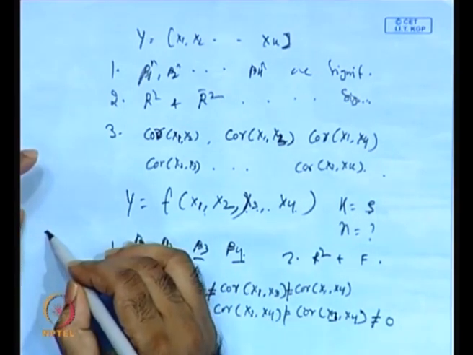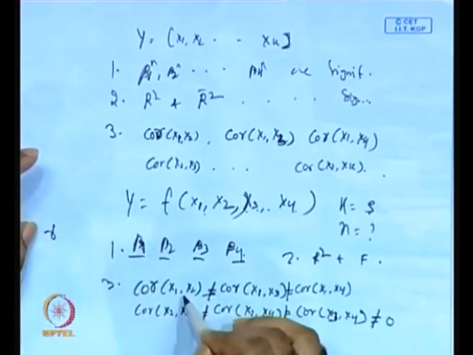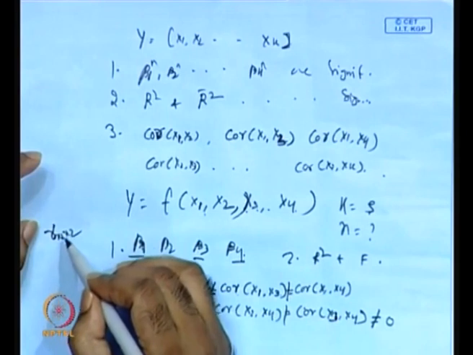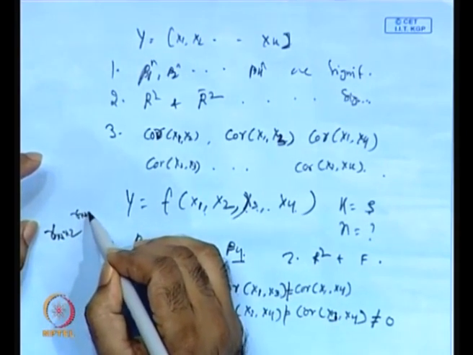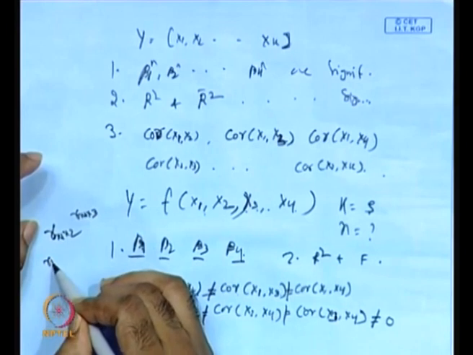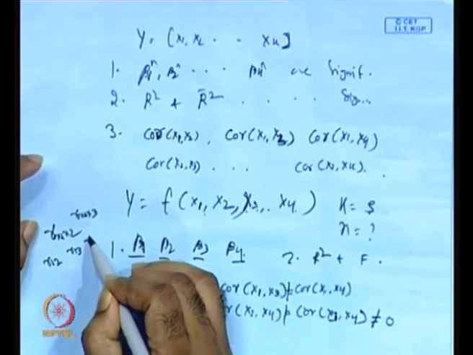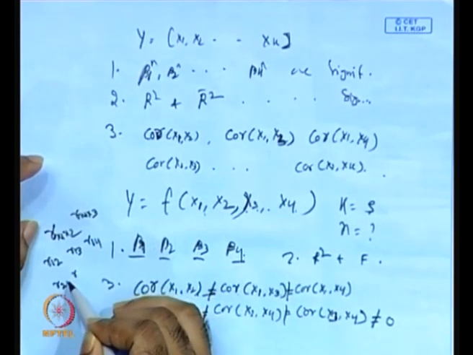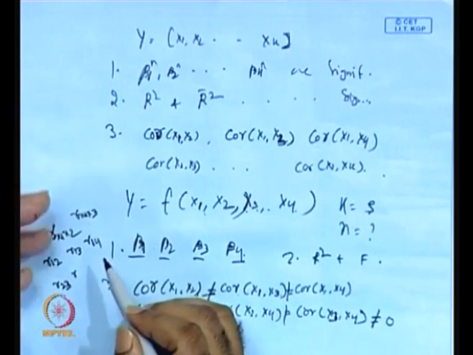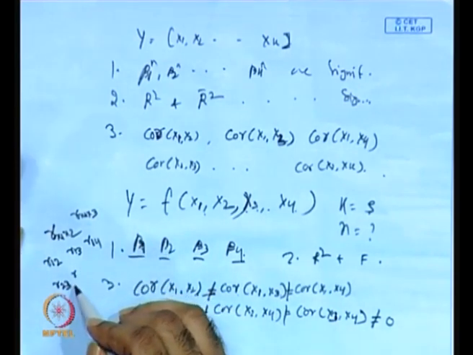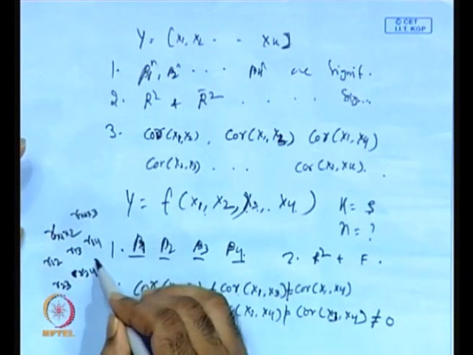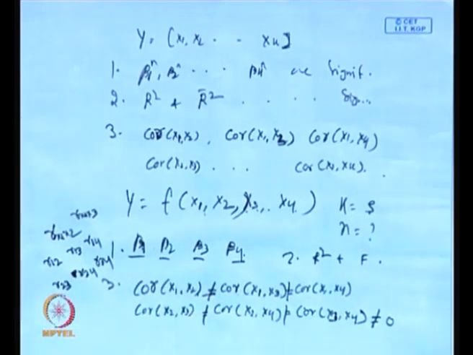We know the correlation coefficient is denoted as R. For correlation between x1 and x2, you will call it R x1, x2. Then the correlation between x1 and x3, we will call it R x1, x3. Otherwise, you can call it R12, R13, R14, then R12 is the same because it is symmetric in nature. So, R23, R24, then R34. So, these are the possible correlation coefficients.